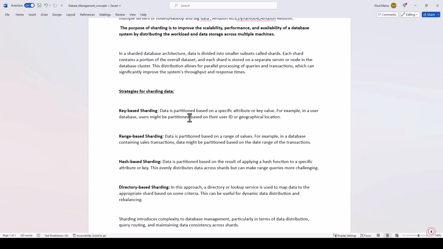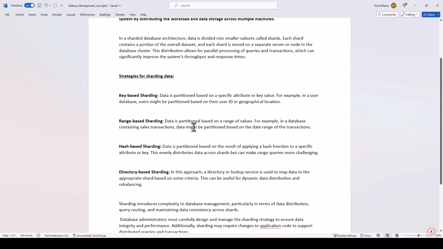We also have hash-based sharding. Data is partitioned based on the result of applying hash functions to specific attributes of a key. This eventually distributes data evenly across shards, but makes range queries more challenging. We will not go in depth on hash-based sharding, which is the hash technology underneath the database, but just to throw the concept out there.